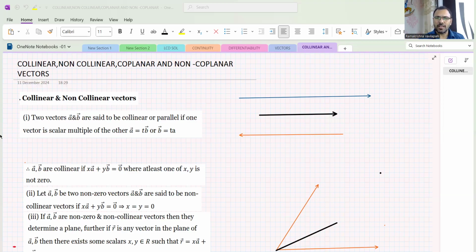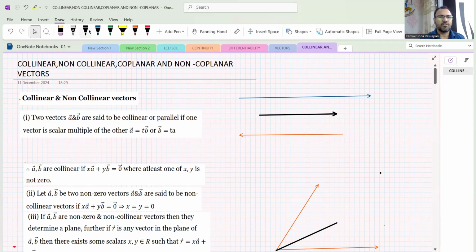These concepts are so simple, they are not at all difficult. The very basic one is, what is meant by collinear vectors? Collinear vectors means they have to move in the same line. Here, two vectors are collinear if one is the scalar multiple of the other.